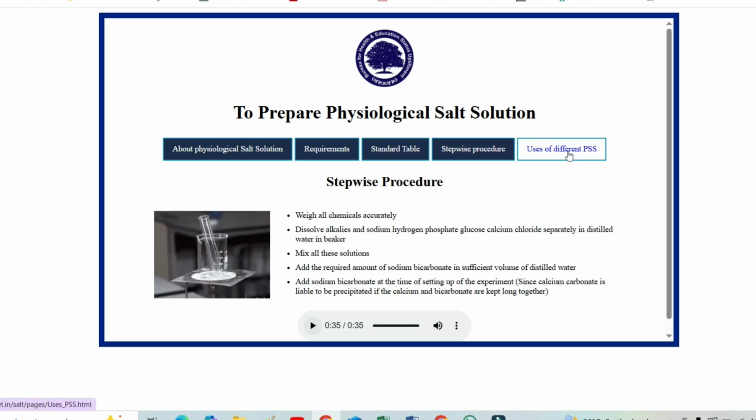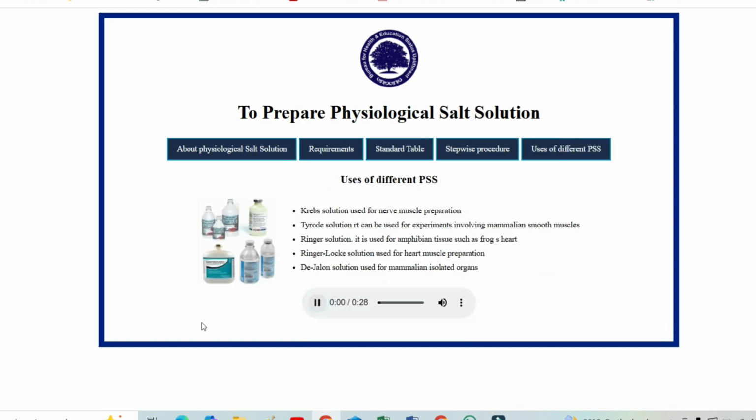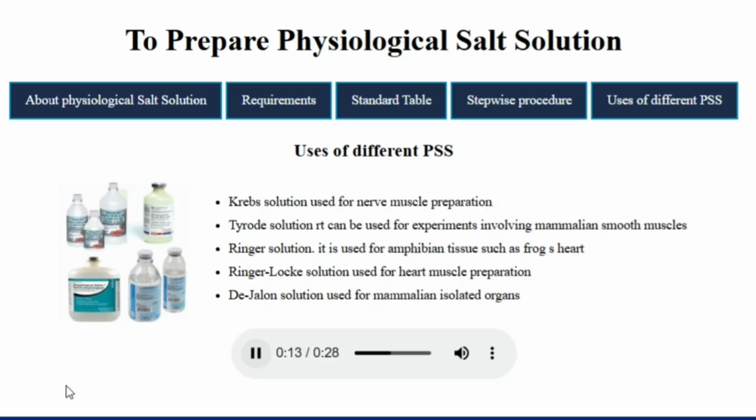Next we will see uses of this physiological salt solution. So we will click this. Uses of different PSS. Krebs solution is used for nerve muscle preparation. Tyrode solution can be used for experiments involving mammalian smooth muscles. Ringer solution is used for amphibian tissue such as frog's heart. Ringer-Locke solution is used for heart muscle preparation. De Jalon solution is used for mammalian isolated organs.